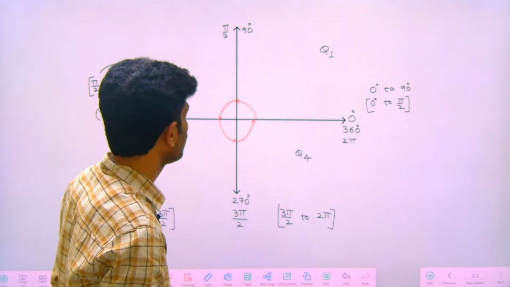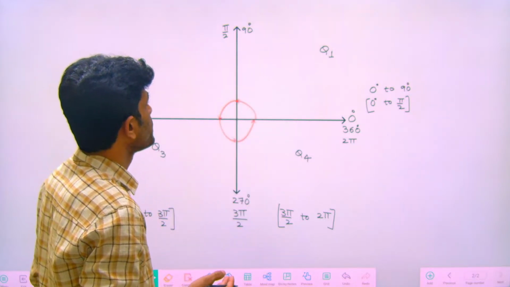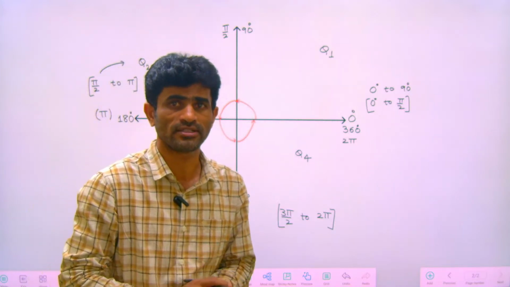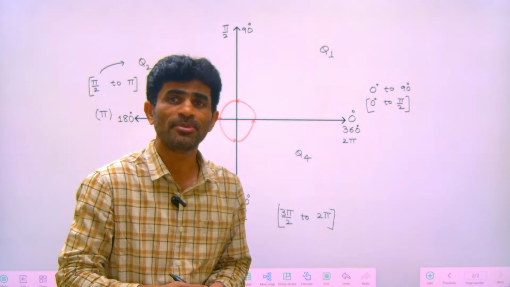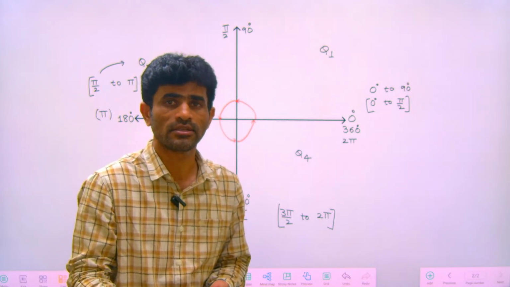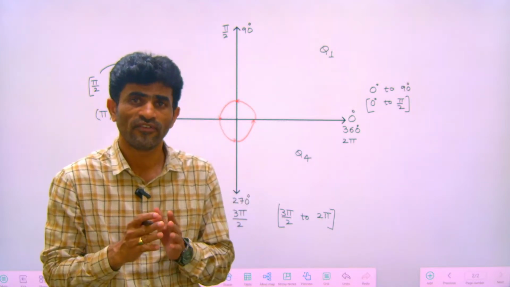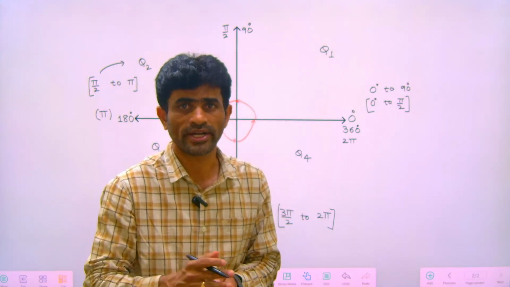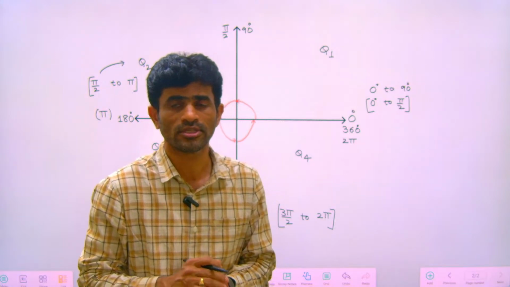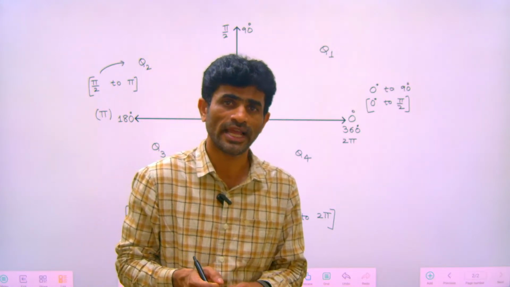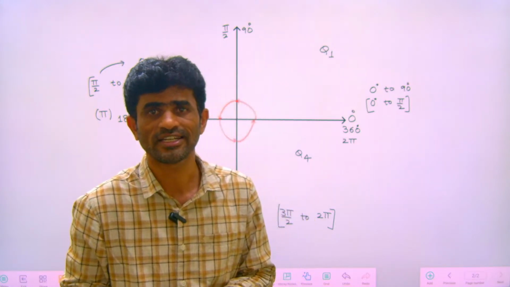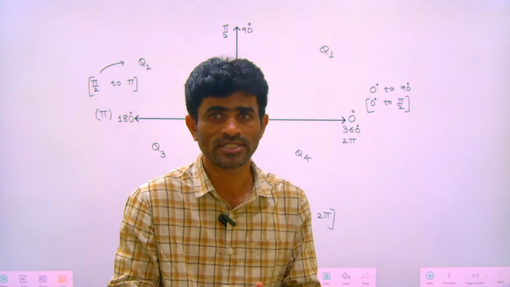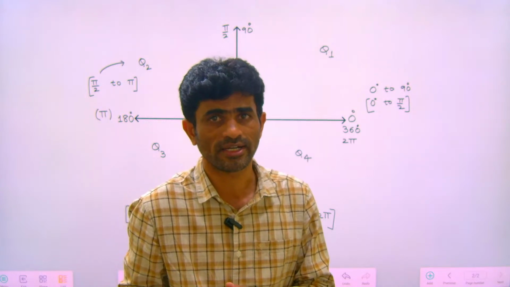Now coming to our trigonometric ratios, some trigonometric ratios will be positive in some quadrants and negative in other quadrants. Now we are going to learn which trigonometric ratio is positive in which quadrant. We have 6 trigonometric ratios: sin theta, cos theta, tan theta, cosec theta, sec theta, cot theta.